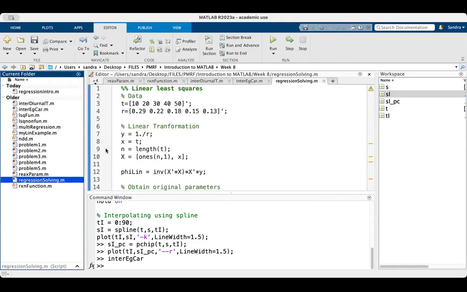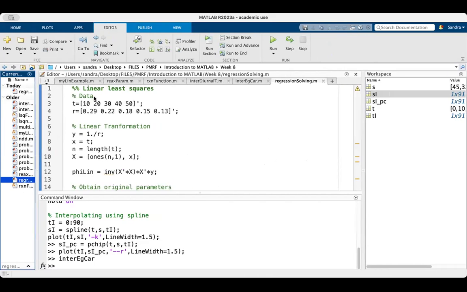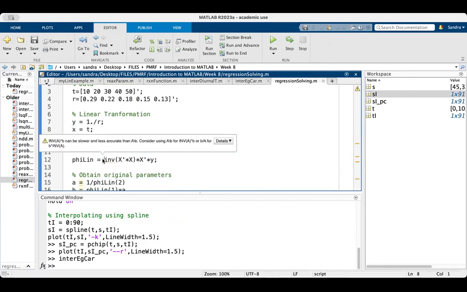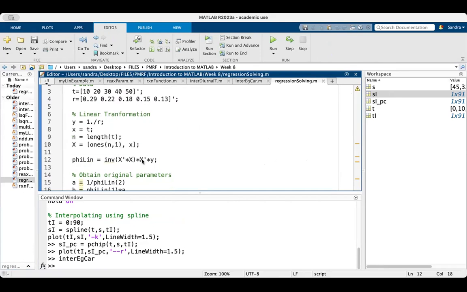So first you have your time and your reaction. First I do 1 by r, t remains as such. I check how many data points I have and make my x vector. The x vector will have all ones as my first column, and then my next column is t as such. Then I fit the curve using the inverse of x transpose x multiplied by x transpose y. I get the phi value.